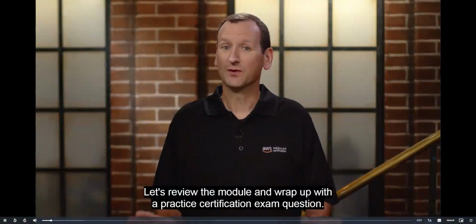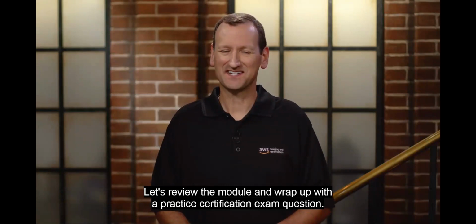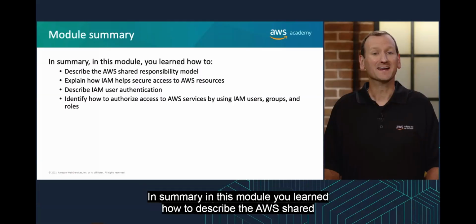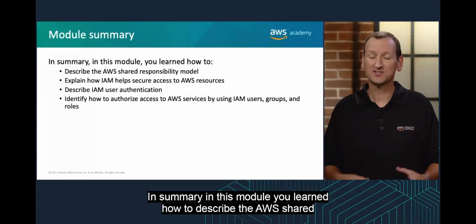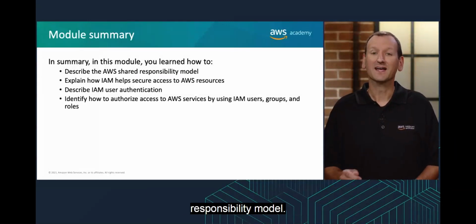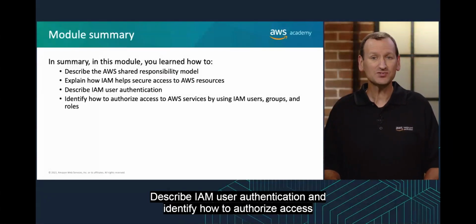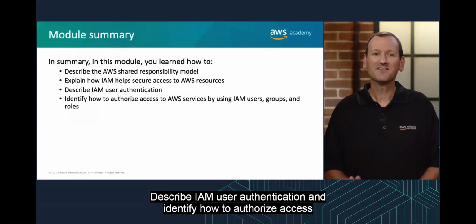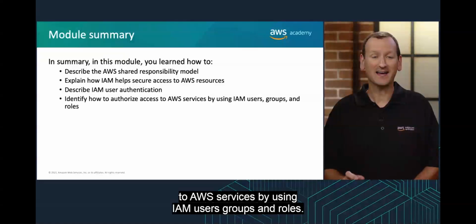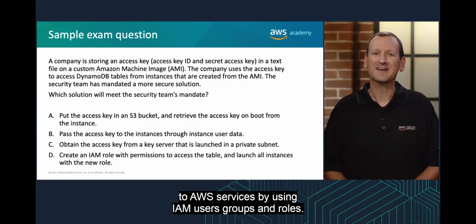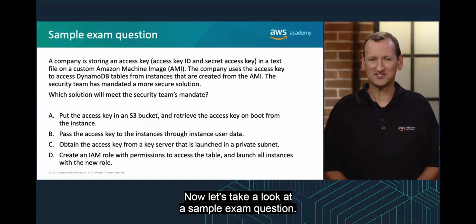Let's review the module and wrap up with a practice certification exam question. In summary, in this module, you learned how to describe the AWS shared responsibility model, explain how IAM helps secure access to AWS resources, describe IAM user authentication, and identify how to authorize access to AWS services by using IAM users, groups, and roles. Now let's take a look at a sample exam question.